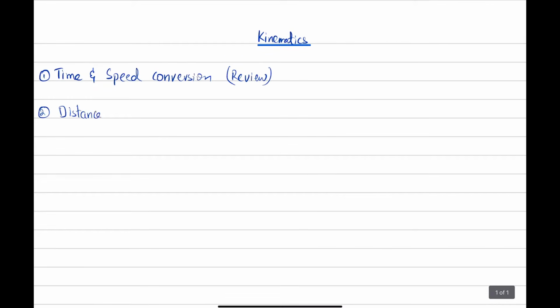Okay, so like I said, kinematics it is. So there are a total of 4 concepts. One is time and speed conversion, which is something that we will just review. The other is we will learn how to make distance time graphs.